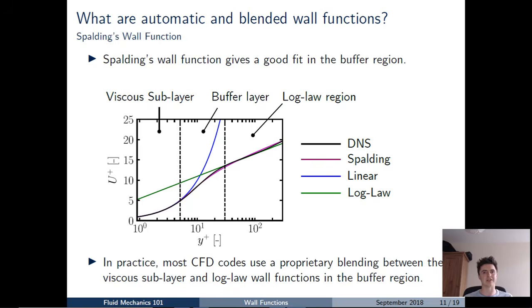However, most CFD codes actually tend to use a proprietary blending between the linear and log law wall functions in that buffer layer, so it's still quite uncertain what's actually going on there and how accurate that treatment is in the buffer layer.